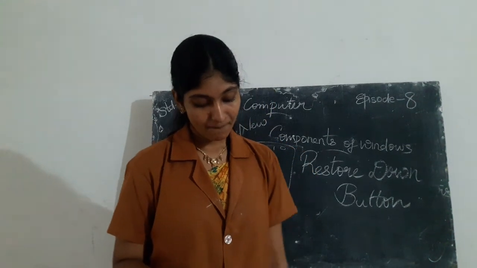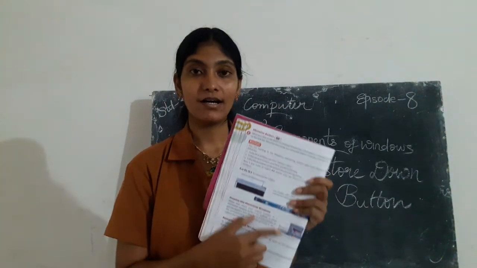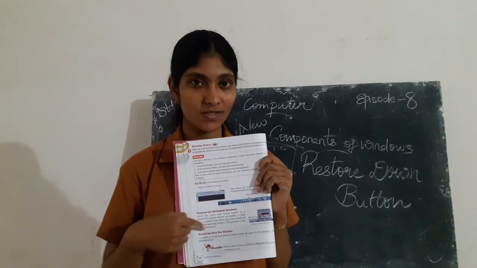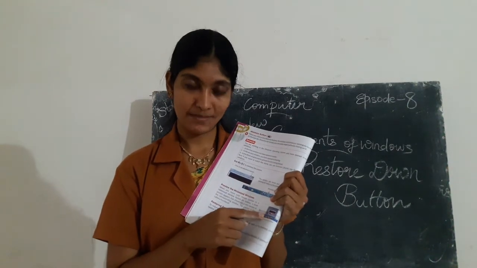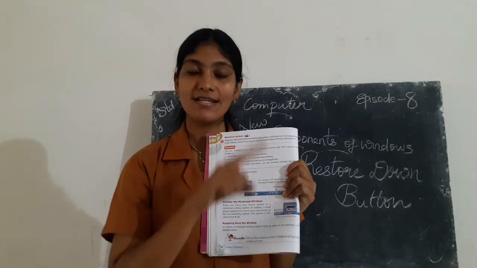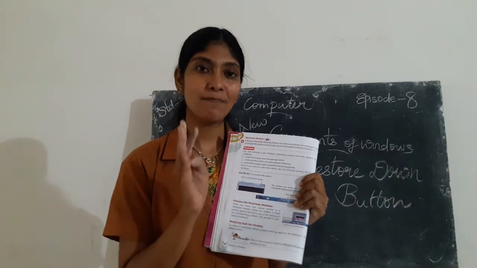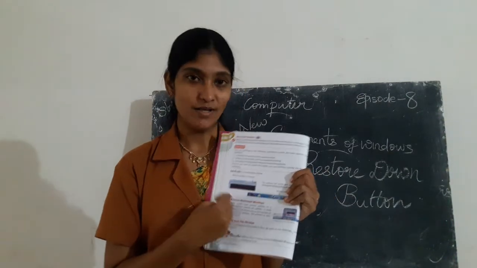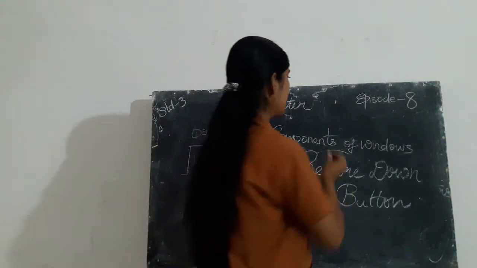Then next is preview of the minimized window. Preview means if the window is minimized and placed on the taskbar, and you want to preview it, you can go to that icon and bring your mouse pointer to that position. Then you can see a thumbnail, a previewed image of the whole content. So what is its name? Thumbnail.